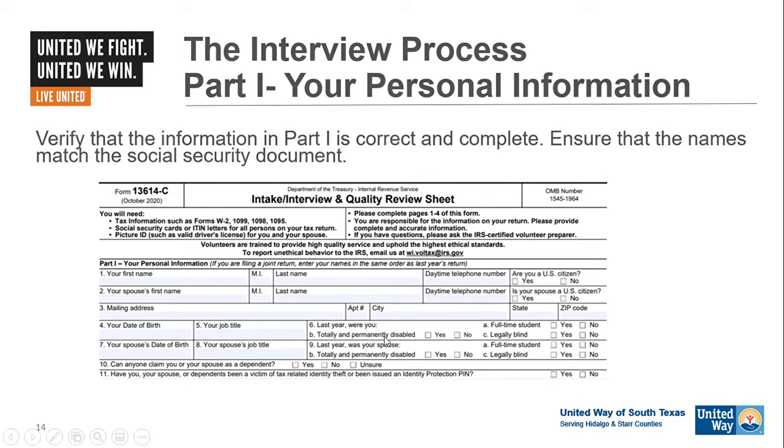There are a lot of other questions that you need to get: their job title, a phone number. A phone number is important as well, and whether they've been a full-time student or legally blind. This is where you'll find those questions.